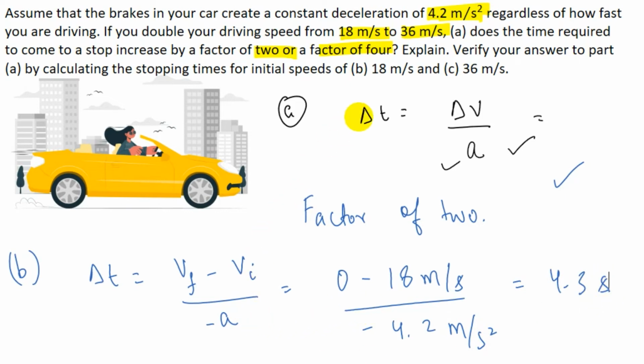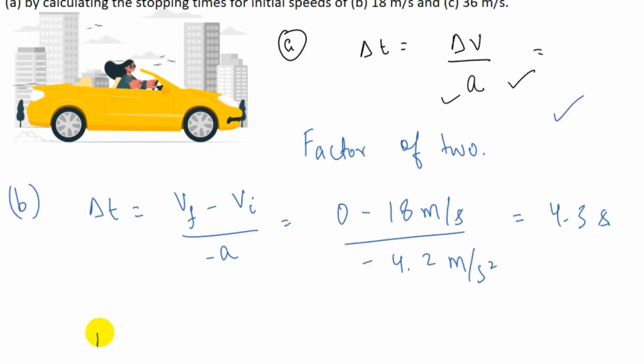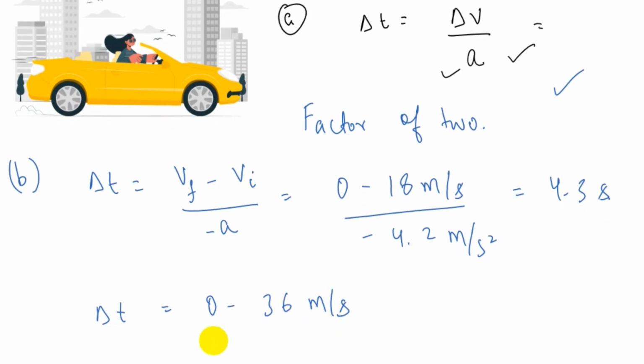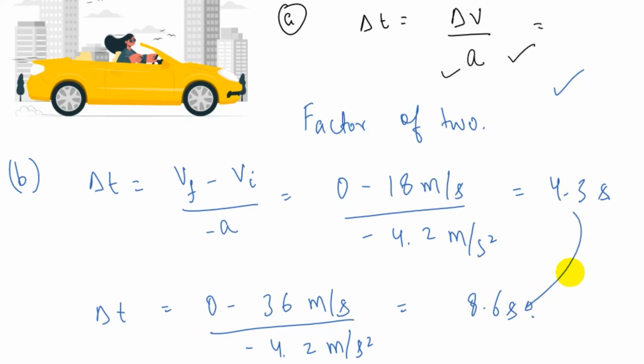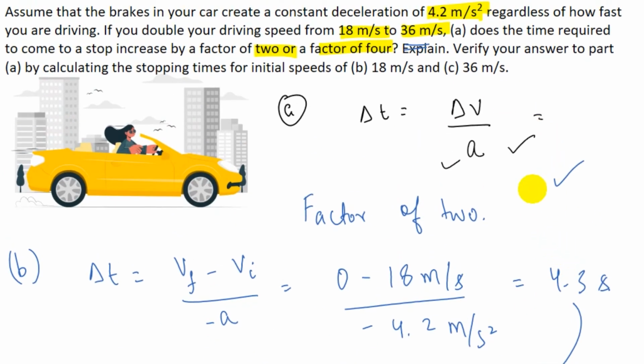Now in the second case, the speed is increased from 18 meters per second to 36 meters per second. So this time delta t, the stopping time, would be equal to final velocity, which becomes 0, minus initial, we have 36 meters per second this time, divided by A, which is minus 4.2 meters per second squared. So that would be equal to 8.6 seconds. So here we can see that the time is increased by a factor of 2. It just doubles. Therefore, we have verified this answer.